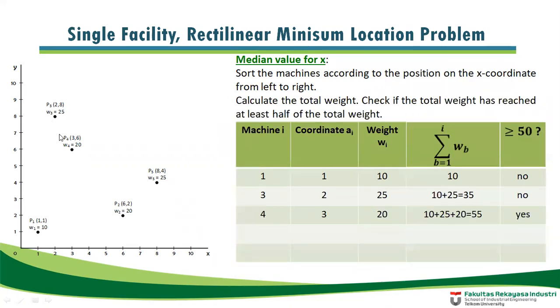In the third iteration, the third retailer that I'll meet after P3 is P4. So put in the P4 coordinate and do the same action as in the previous iterations, with a cumulative calculation, and then we get 55. So the 55 in the third iteration reaches at least half of the total weight.